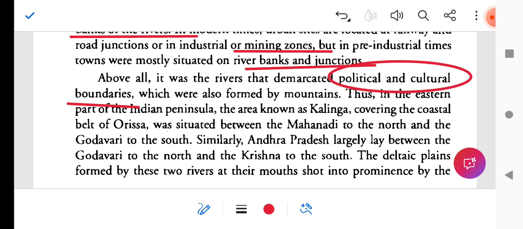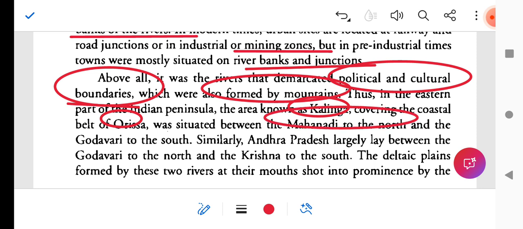Political and cultural boundaries formed through various parts of the country, various coastal areas as well as in the north, that is Himalaya, covered by mountain areas. Thus, in the eastern part of the Indian peninsula, the area known as Kalinga, covering the coastal belt of Odisha, was situated between the Mahanadi to the north and the Godavari to the south. Similarly, Andhra Pradesh largely lay between the Godavari to the north and Krishna to the south.